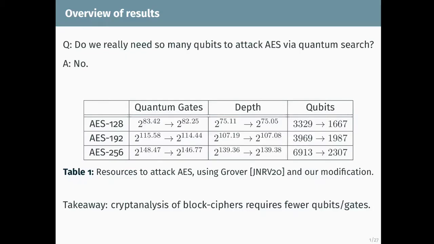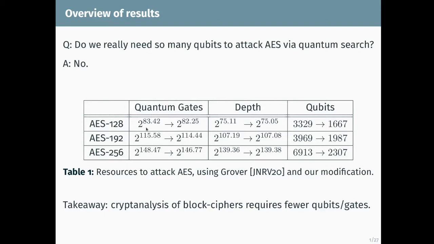So the big question we want to ask is, do we really need so many quantum resources to attack block ciphers by quantum search techniques? And the answer we arrive at is no, which is a good thing or a bad thing depending on who you are. So Table 1 summarizes our results with respect to the Advanced Encryption Standard.